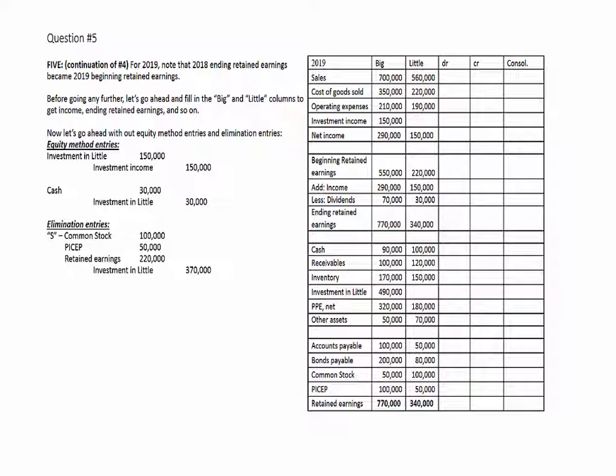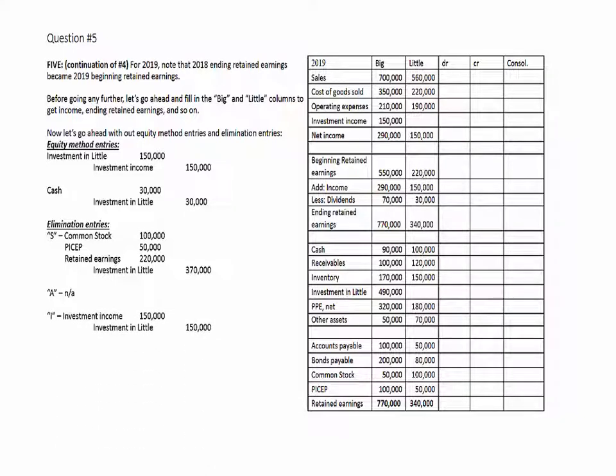So in a sense, we're picking up where we left off at the end of last year. At the beginning of this year, we're going to get rid of this year's beginning of year equity balances for little, and we're going to get rid of big company's beginning of year investment balance. A for amortization, not applicable again.